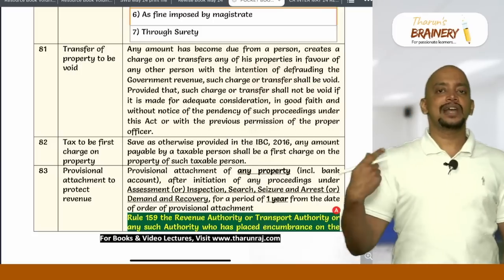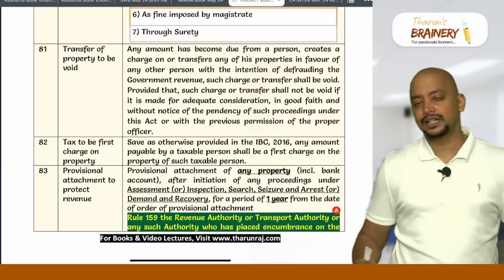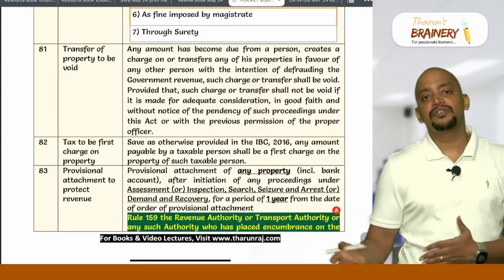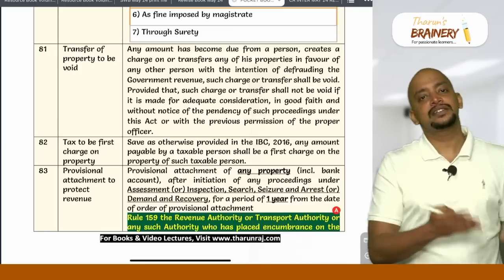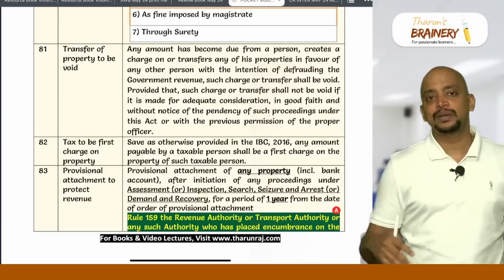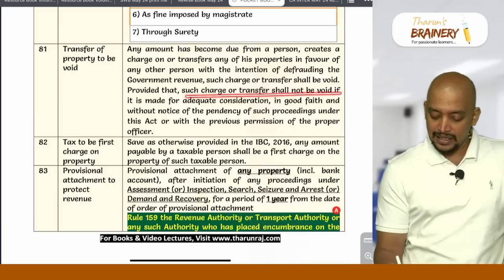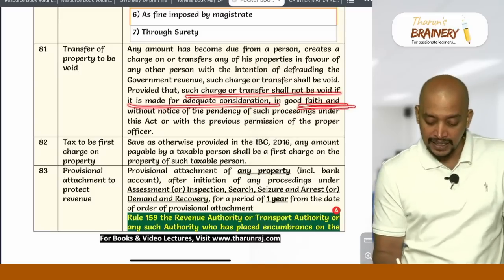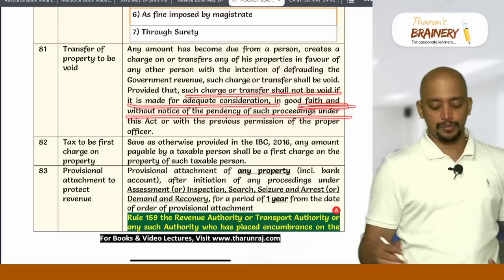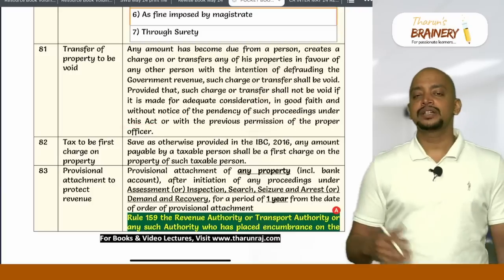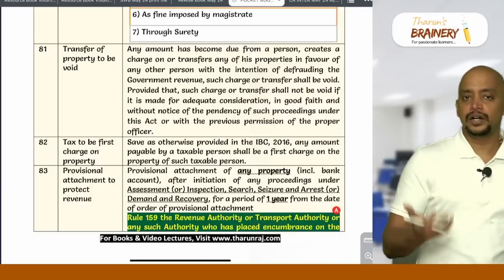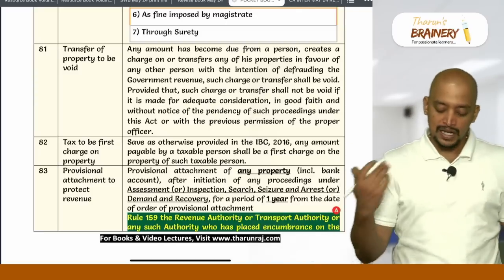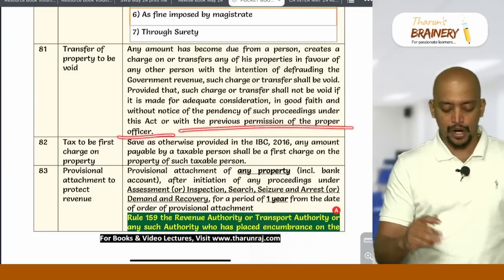Suppose the charge or transfer is for adequate consideration, and the person purchasing it has purchased it in good faith and without any notice of pendency of the proceedings, then that transfer will be considered valid. Such charge or transfer shall not be void if it is made for adequate consideration, in good faith and without notice of pendency of the proceedings under this Act. Or suppose the person has got the order and tells the officer, sir, I need to sell this property, then only I can pay the dues, so with the previous permission of the proper officer.